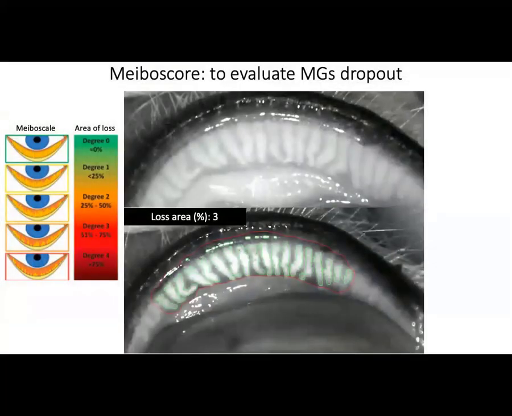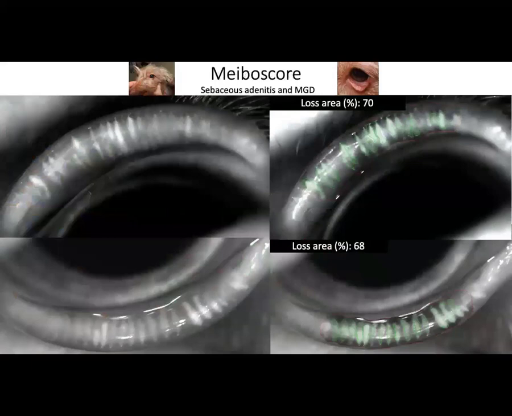In this case, meibomian glands are normal, and there is an estimated loss of about 3%, but it is nothing. And this is a case of meibomian gland dysfunction in a dog with sebaceous adenitis, with a loss of 70% in the upper eyelid and 68% in the lower eyelid.